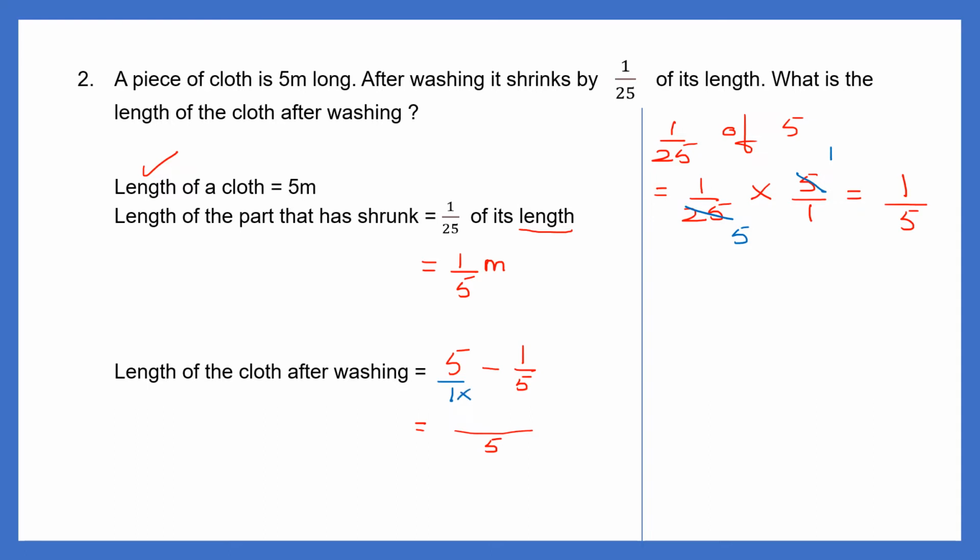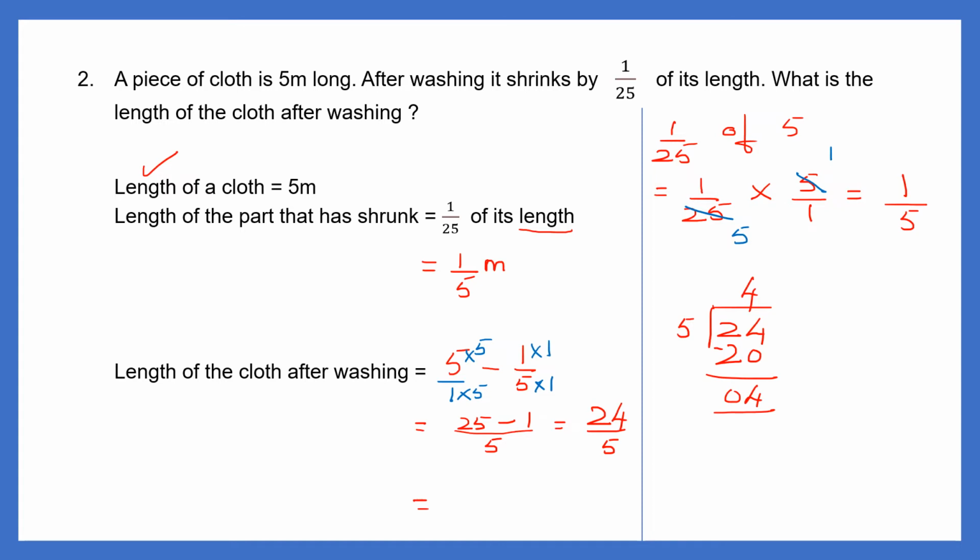1 fives are 5. So 5 fives are 25. So I get 25 minus 5 ones are 5. So 1 ones are 1. 25 minus 1 is 24/5. Now that's again an improper fraction. Let's convert it to a mixed number. 24 divided by 5. Get a number close to 24. 5 fours are 20, minus, 4.